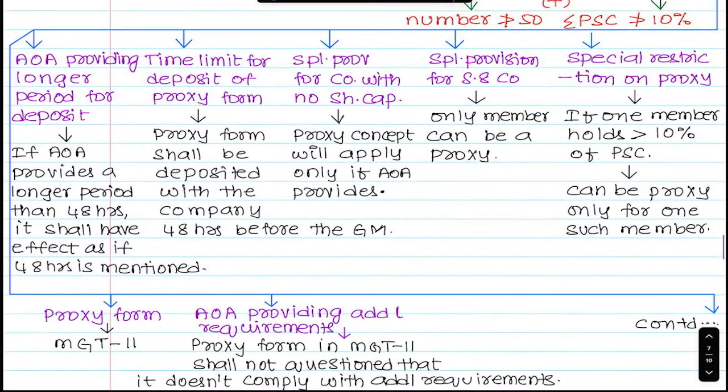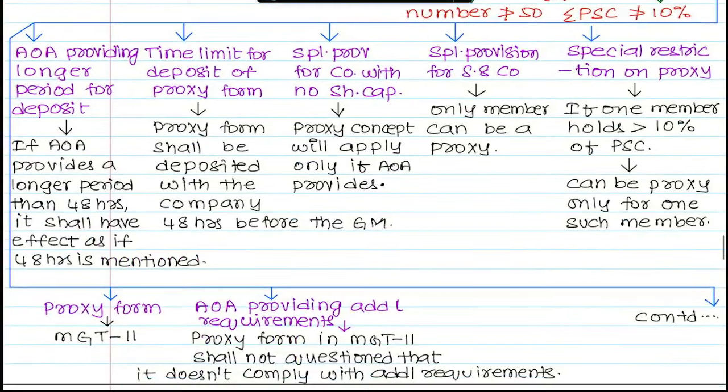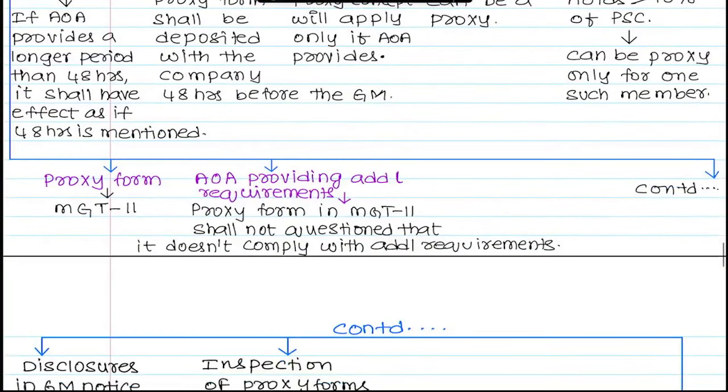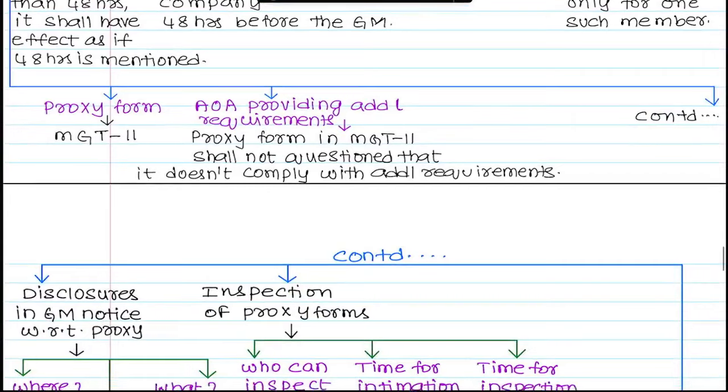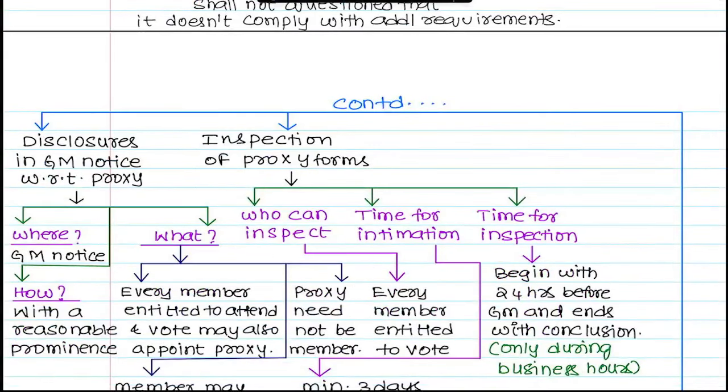Next concepts. From here, be extremely careful. This has been tested in the exam multiple times. The most recent attempt was the May 2023 exam. The second question in the paper came for 8 marks. It covered all these points: time limit, longer period deposit, proxy form, additional requirements, inspection, everything tested in one question. That question was 1.5 pages with a big case law given. It is a dead easy question if you understand. So be very careful.